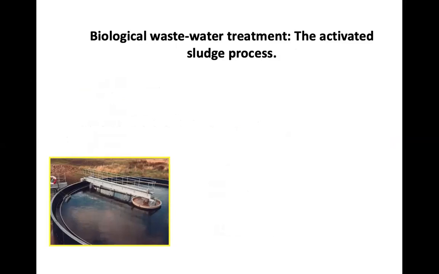So biological wastewater treatment, the activated sludge process, is the ancient way. You can collect the wastewater in a tank, a big reservoir, and allow the suspended particles to settle to the bottom, and you will get the sludge. And that sludge contains heavy metals and many toxic substances. That sludge you can use for making brick or other things, so that you can confine them not to pollute the environment.